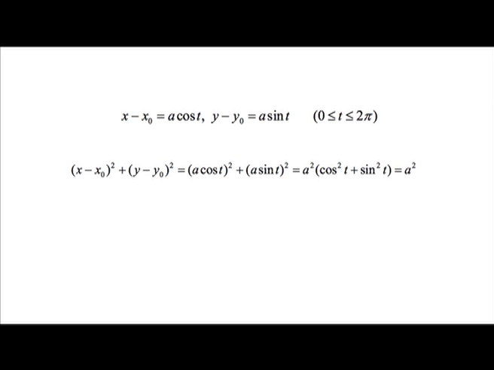Thus, (x − x₀)² + (y − y₀)² = (a cos t)² + (a sin t)², which is equal to a²(cos²t + sin²t), which is equal to a². That is, (x − x₀)² + (y − y₀)² = a² is the Cartesian equation that represents a circle of radius a centered at (x₀, y₀).